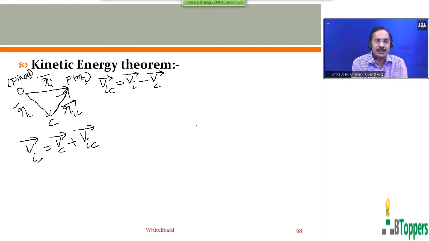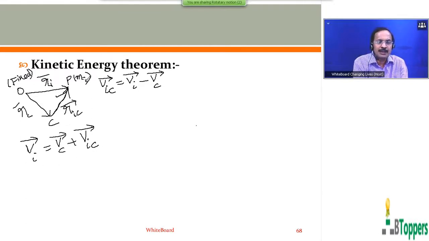So the actual velocity of the ith particle can be written as the vector sum of the actual velocity of the center of mass system of the n particles, and the velocity vector of the ith particle with respect to the center of mass.